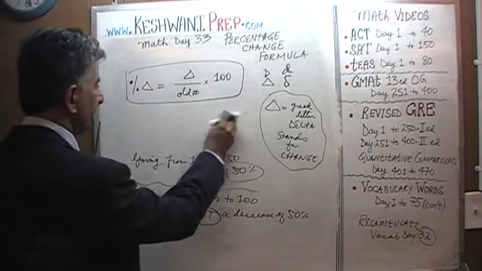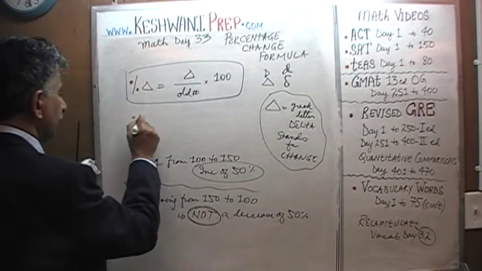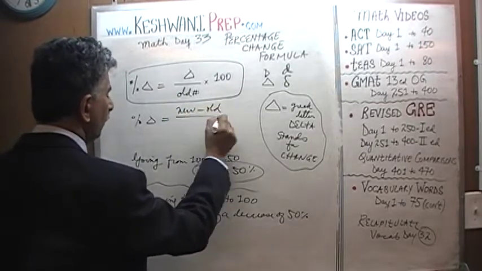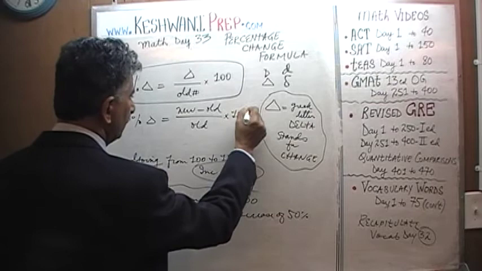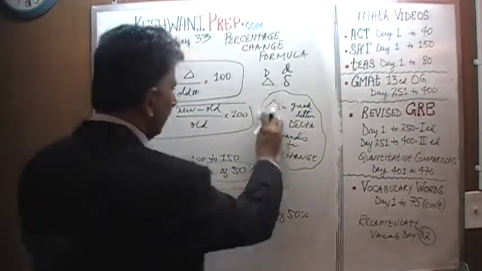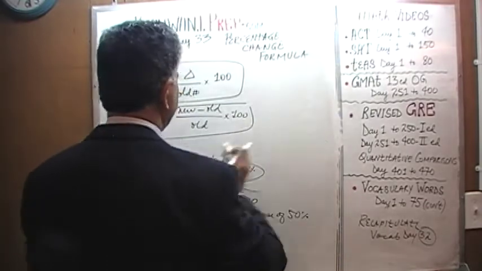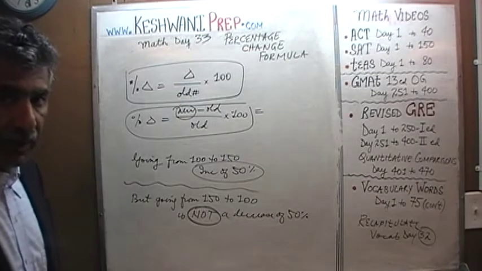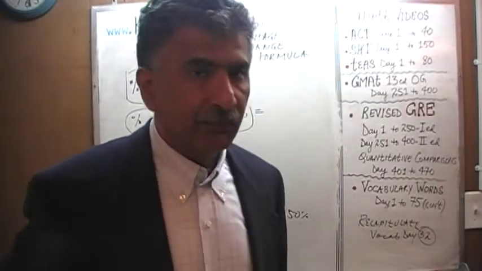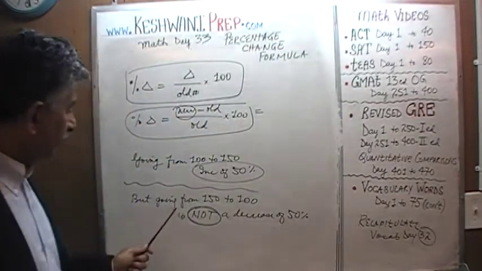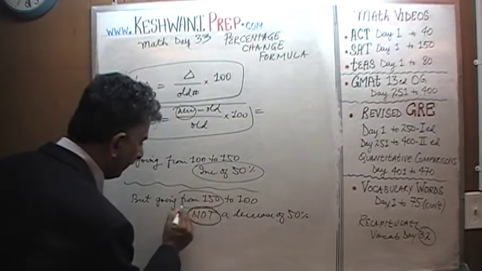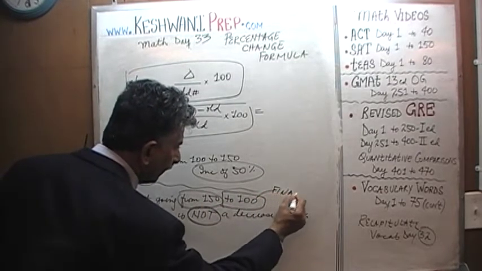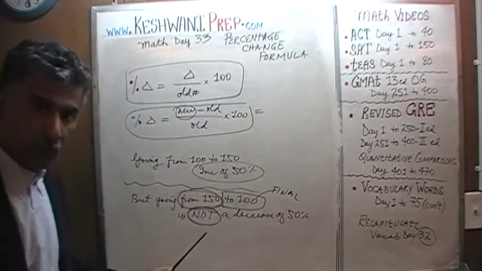Let's do it here. So the formula tells us that the percentage change is equal to the change, which is new minus the old, over the old, times 100. New minus the old over the old times 100. And let's do it here. It is very important that you keep track of your starting point and your ending point. This is where people make mistakes. We're going from 150 to 100. 100 is the final point. This is our starting point because we are going from 150.